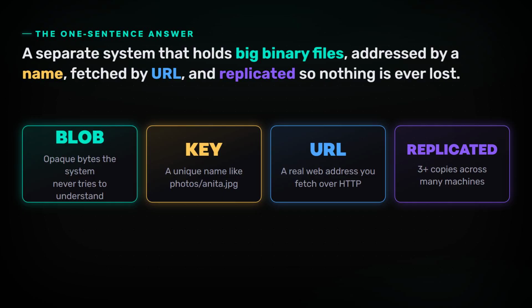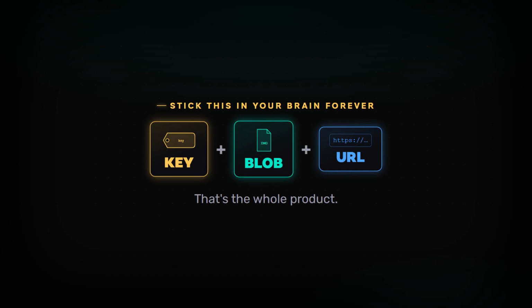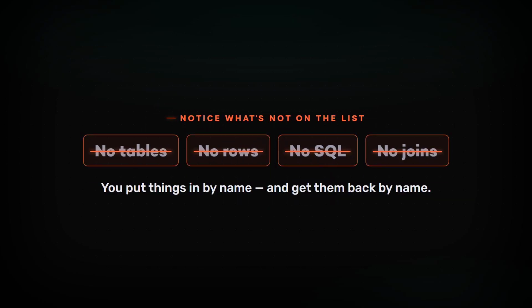The three big ones you will see in interviews are AWS S3, Google Cloud Storage, and Azure Blob Storage. They all do the same job in nearly the same shape. Understand one, you understand all three. Stick this in your brain forever. Object storage is a key, a blob, and a URL. That's the whole product.